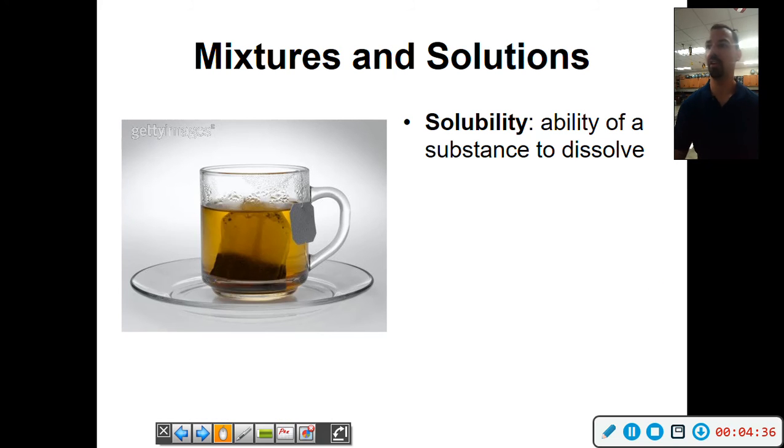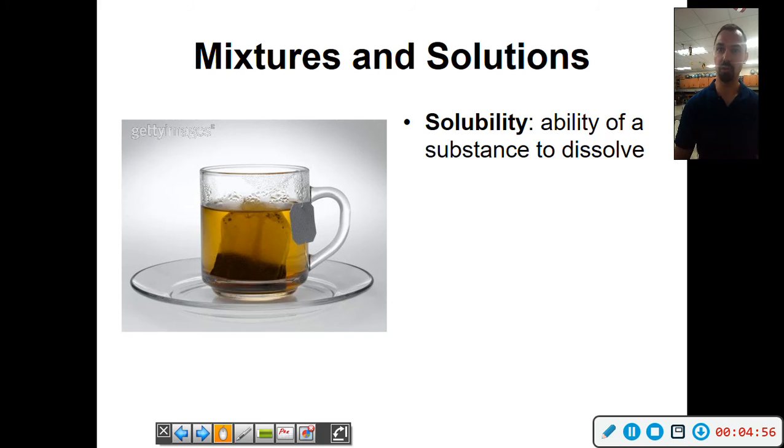Okay, solubility is also affected by certain things. So solubility is the ability of a substance to dissolve. All right, so a great example, tea. We heat up the water before we make tea. The reason why? The tea leaves will dissolve in the water more readily if it's warm.